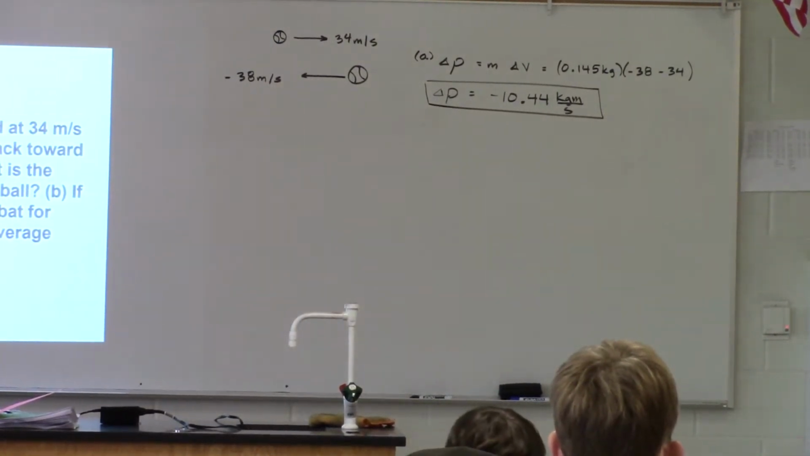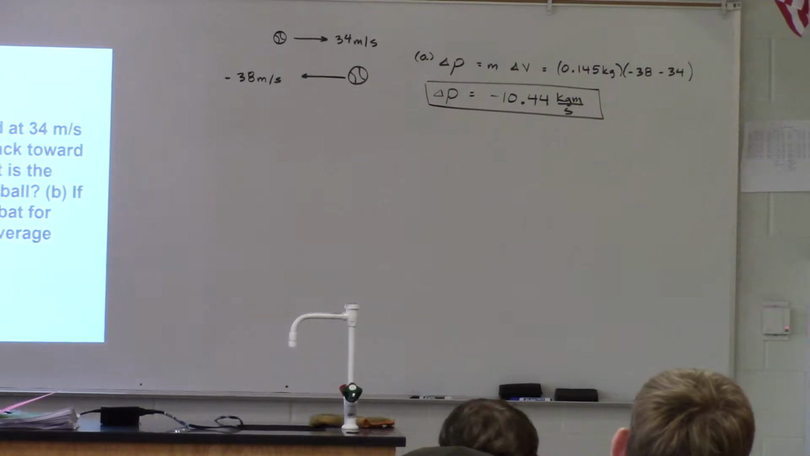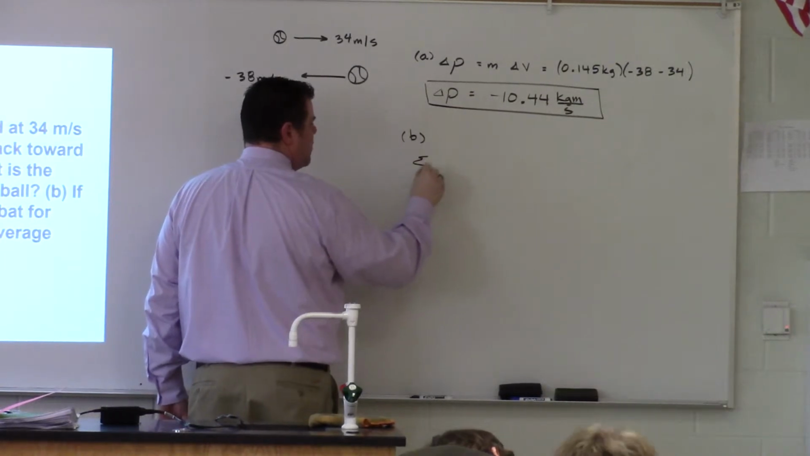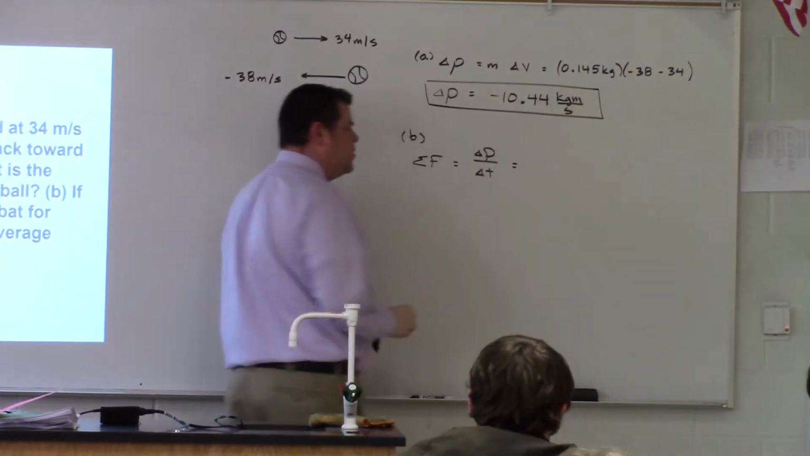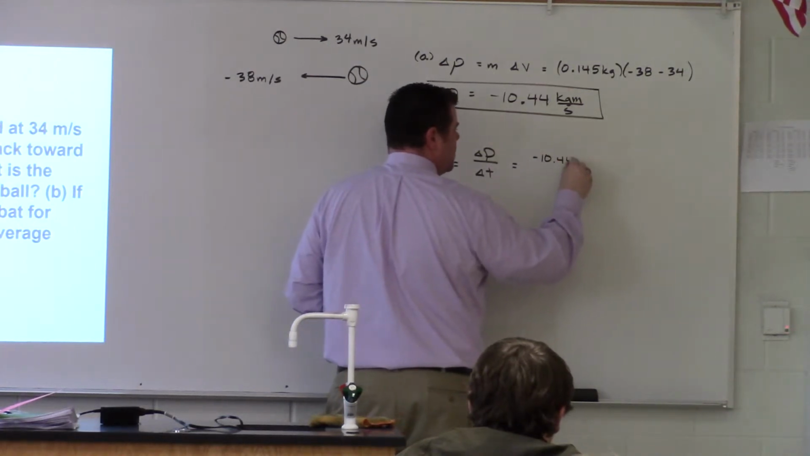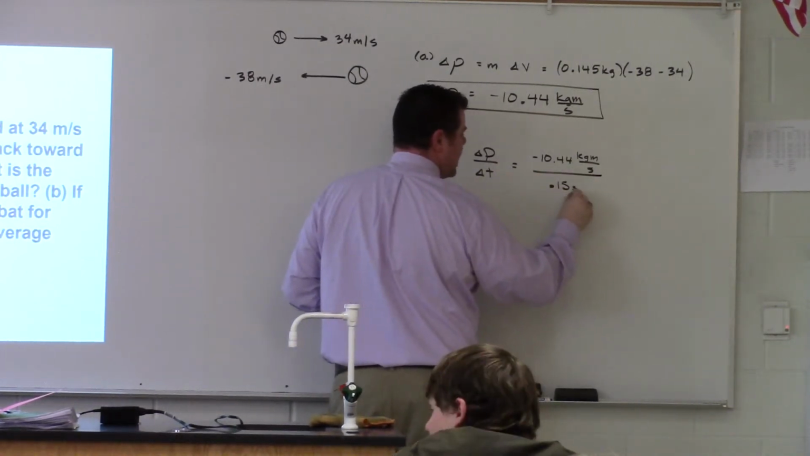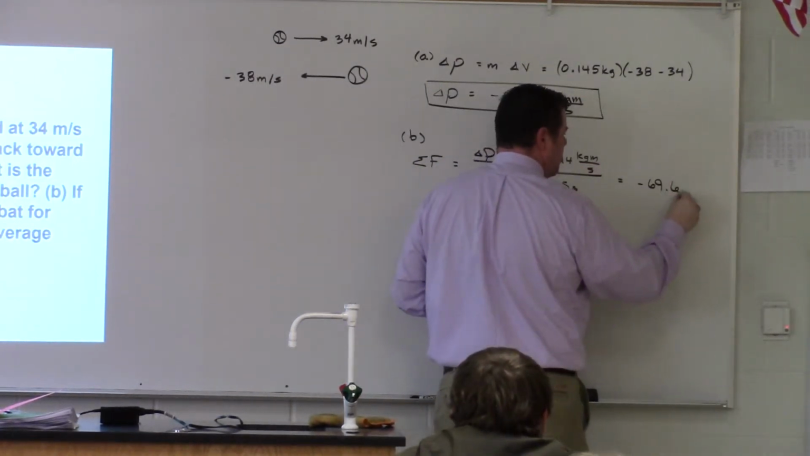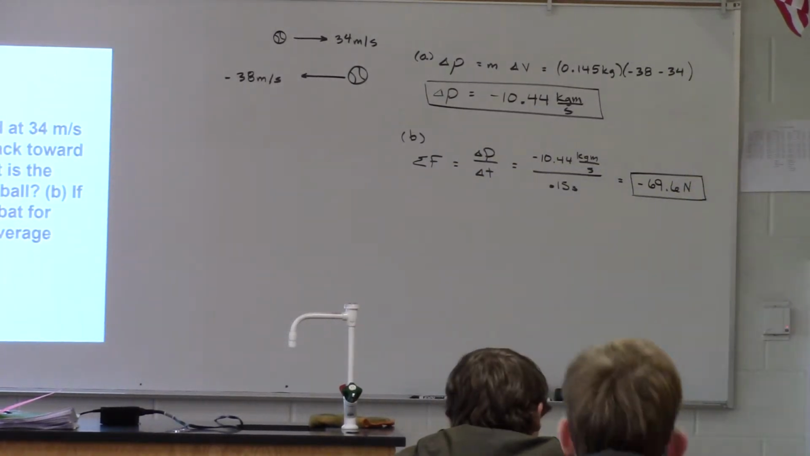And there's a part B that then says the ball's in contact with the bat. So the two are in contact for 0.15 seconds. What was the average force exerted during that time? Well, the force equals that change of momentum over the change of time. So we can take the change of momentum that we just found. The change of momentum is negative 10.44 kilogram meters per second, divided by time of 0.15 seconds, to get about 69.6 newtons.